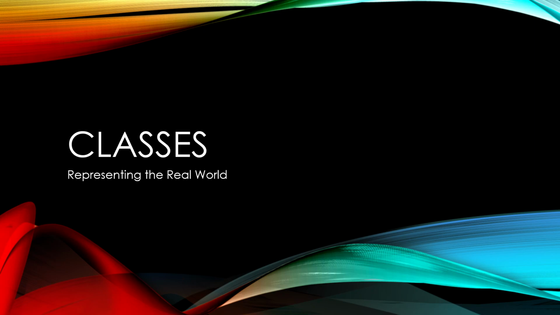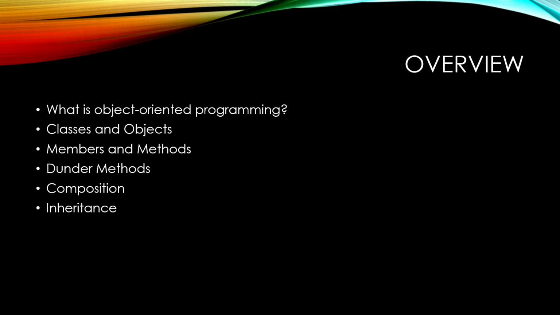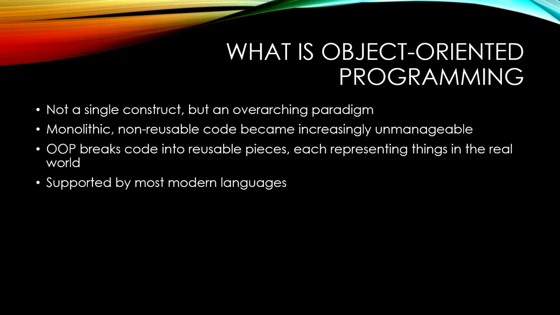That is the essence of object-oriented programming. So we're going to get into exactly what object-oriented programming is. We're going to talk about classes and objects. We're going to talk about members and methods. These are some terms that are absolutely necessary to understanding object-oriented programming. We're going to talk about dunder methods, which is a little bit more specific to Python. And then we're going to talk about some of the pillars of object-oriented programming. There are 5. We are going to talk about 2 of them, composition and inheritance. There's a lot to talk about here, so let's get started.